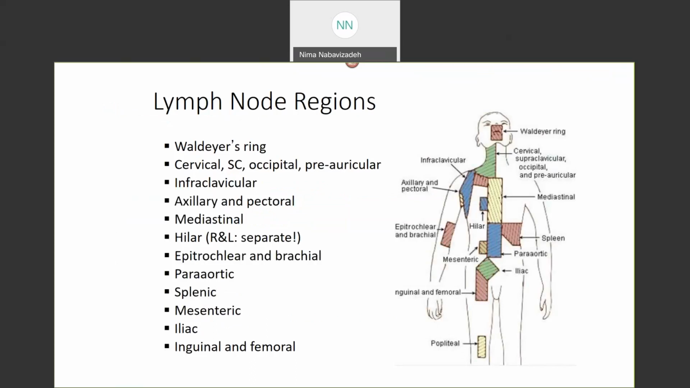Here's a cartoon of the different lymph node regions throughout the body. Some of them are bilateral, some of them are just midline and single lymph node regions. So starting from the top, you have the Waldeyer's ring, which is a constellation of the adenoid tonsils, the base of tongue, and the nasopharynx. And these lymph node regions play a great role in basically staging our patients with lymphoma.